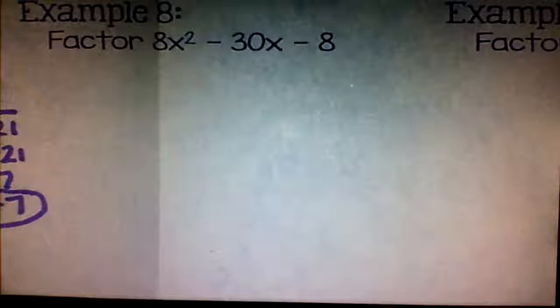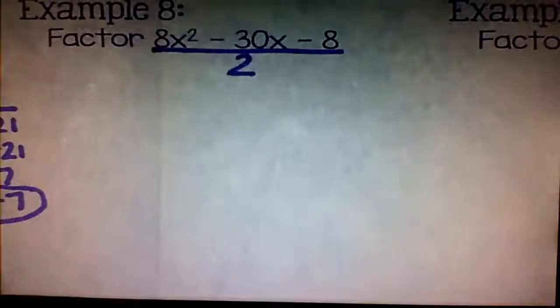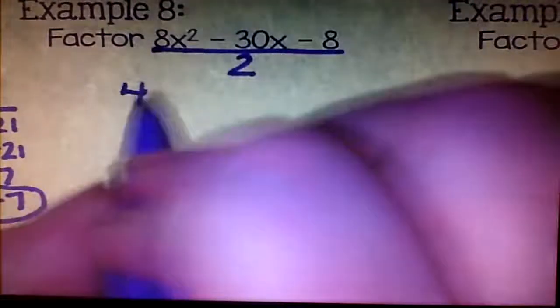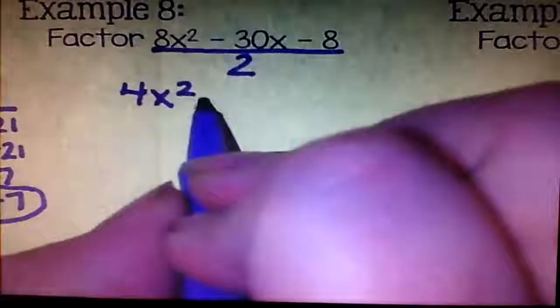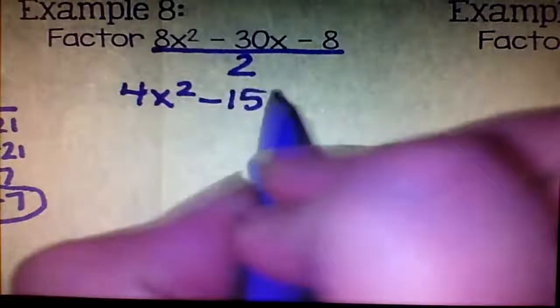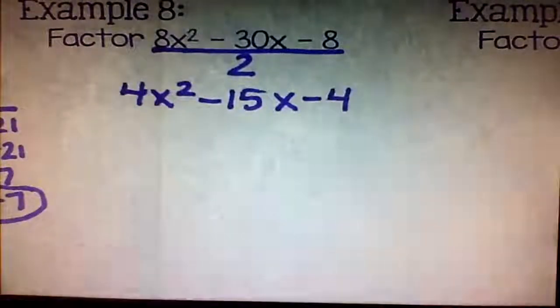Hey, there is a greatest common factor this time. Your greatest common factor is 2. Every single one of these numbers is divisible by 2, so we have to do that first. I'm going to divide this entire thing by 2. That leaves me with 4x squared minus 15x minus 4.